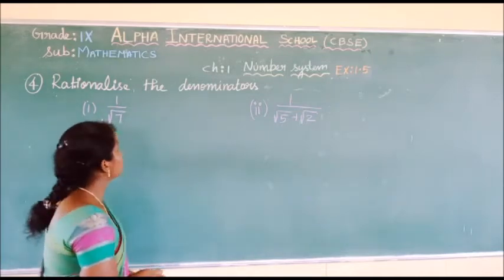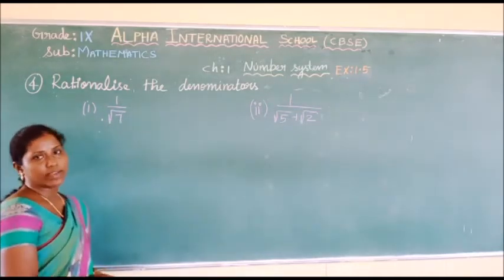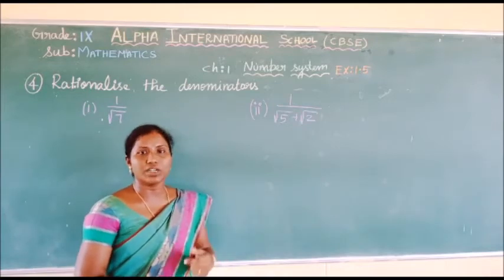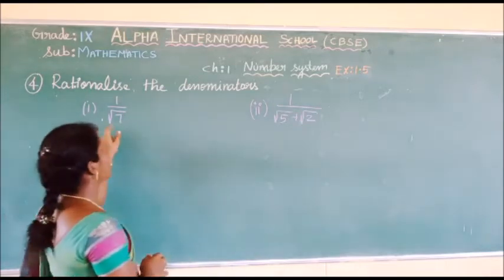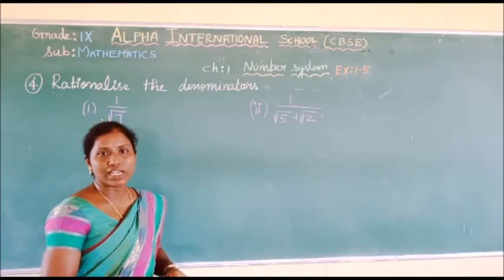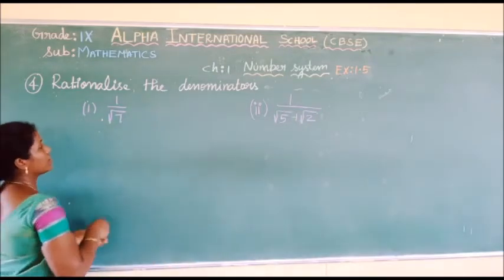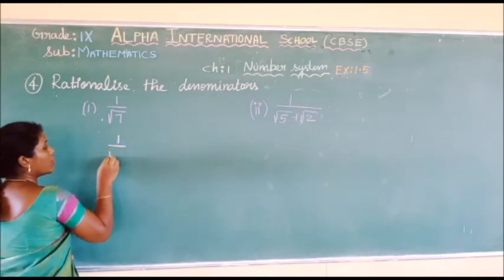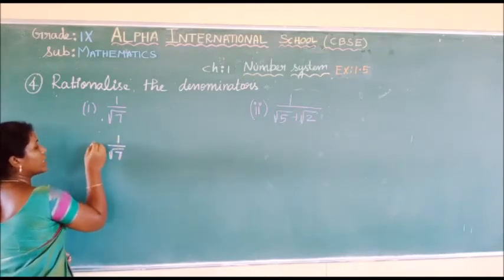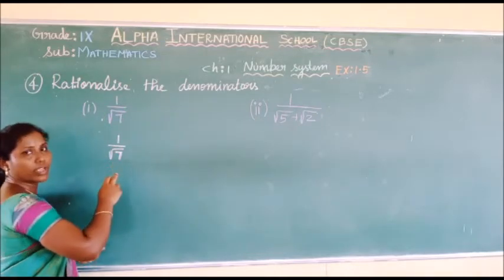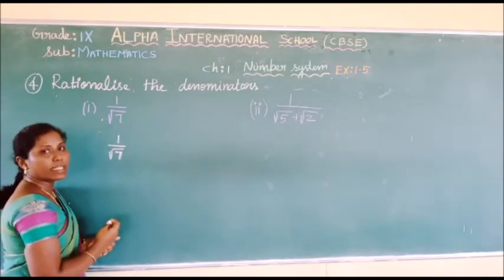So see, we are having 1 by root 7. 7 is a prime number. The square root of a prime number is an irrational number. So surely here the denominator is an irrational number. We have to rationalize that, isn't it? How? To rationalize this, whatever is in the denominator, we have to multiply and divide by the same value.